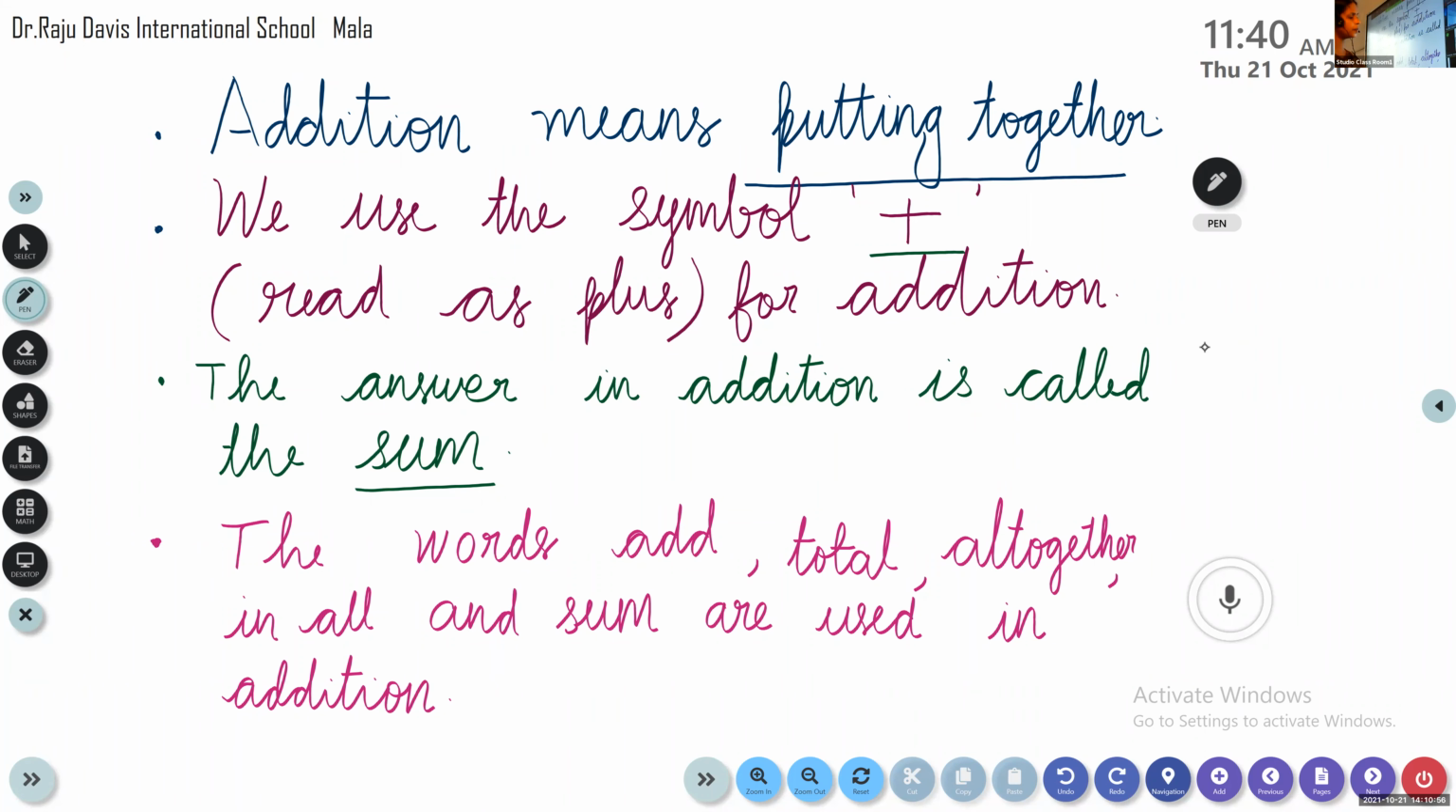Addition means putting together. Okay, second one. We use the symbol plus for addition. The third one. The answer in addition is called the sum. Okay. And the fourth one.